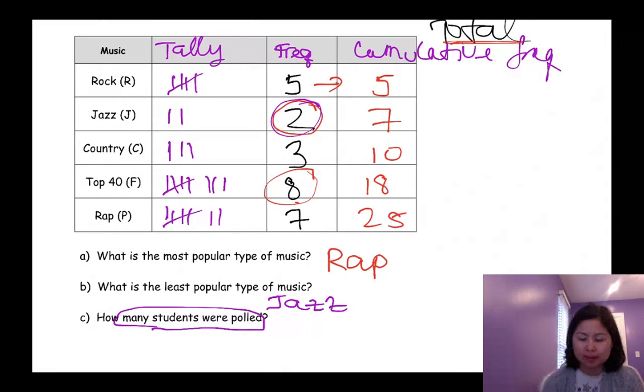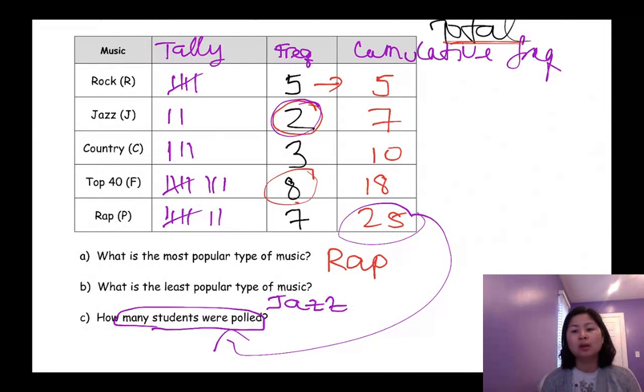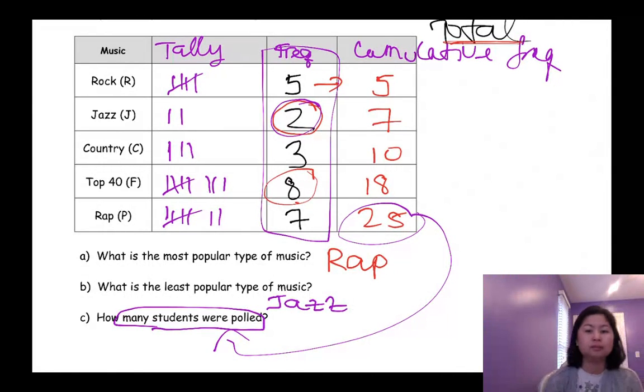To accumulate at the last value, this one, correct, right? Because that's the total of how many students at the end, there's 25 of them. That is one way to do it. Another way is if we add up the frequency column right here, you should find the total as well. All right.